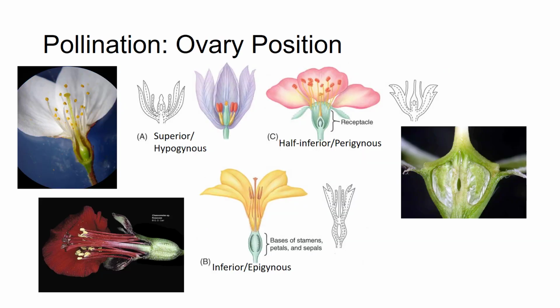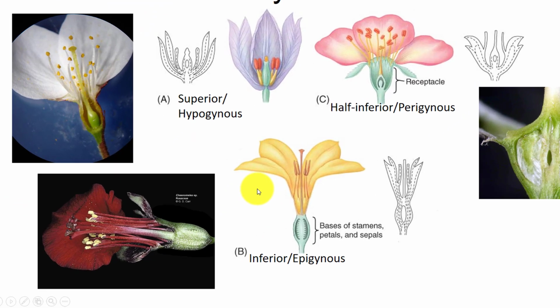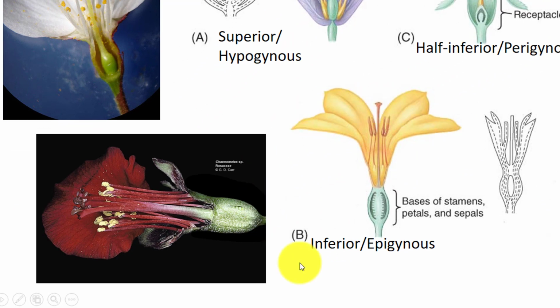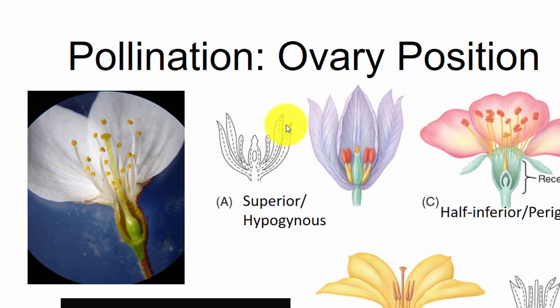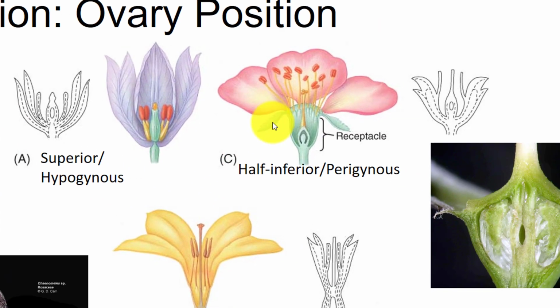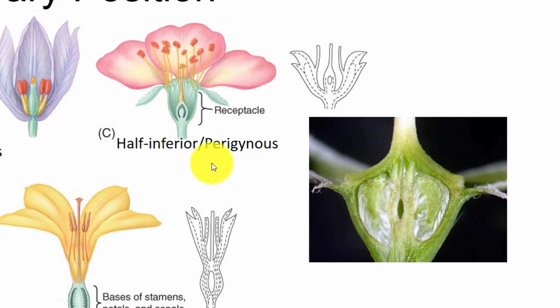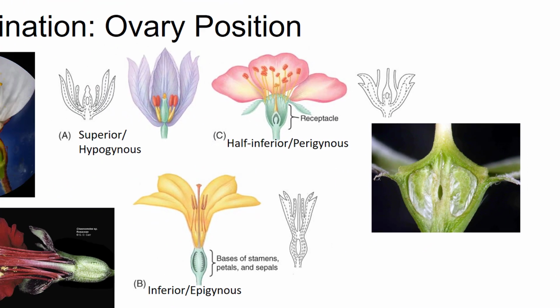Long styles and stamens and buried ovaries help protect the ovary and ovules from pollinators. Inferior or epigynous ovaries have few spaces of stamens, petals, and sepals. With superior or hypogynous ovaries, the ovary sits above the other floral parts. Intermediate, partially buried ovaries are half inferior or perigynous.